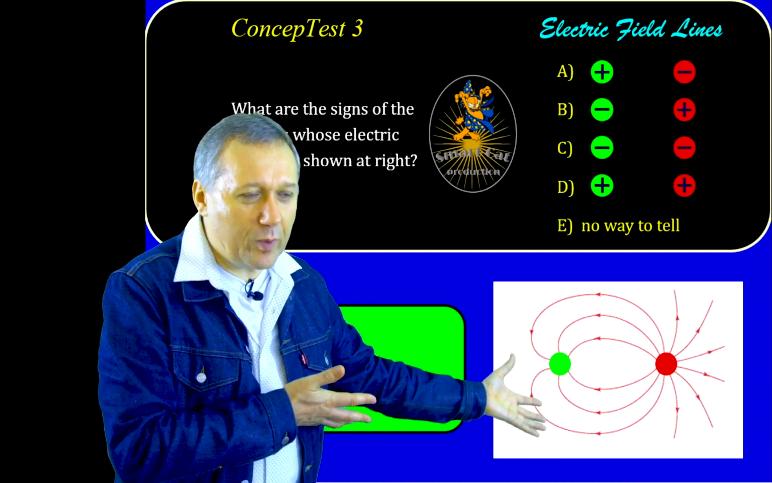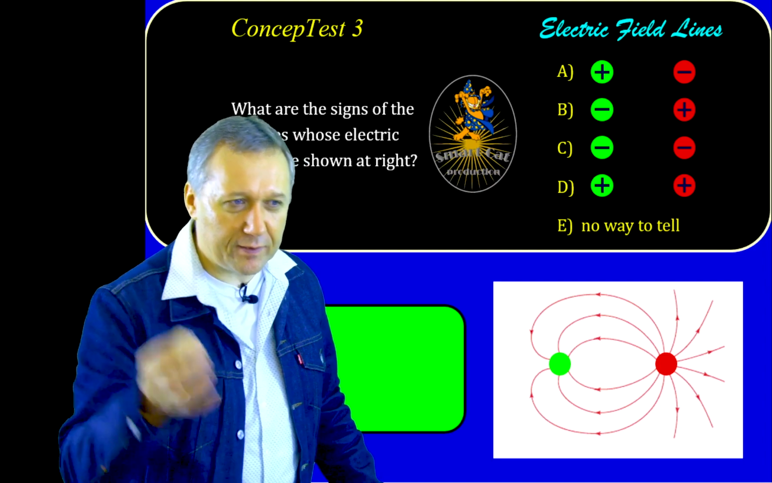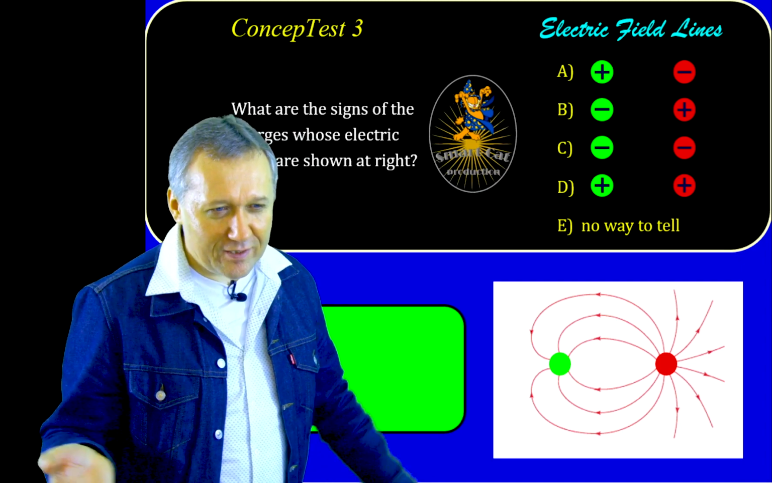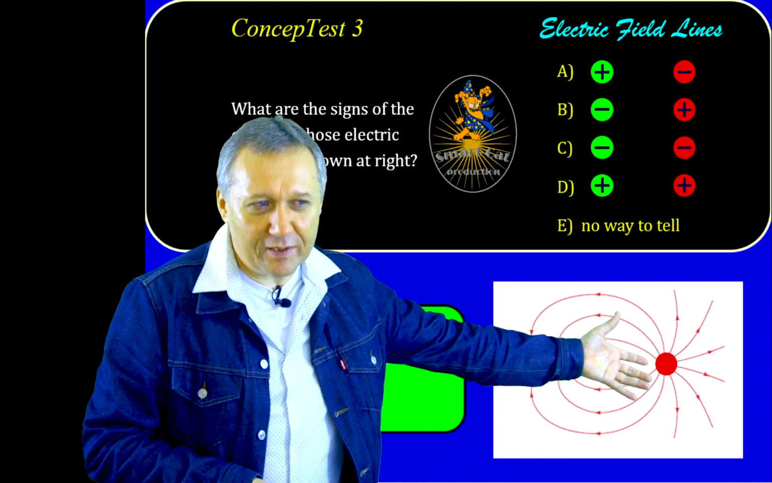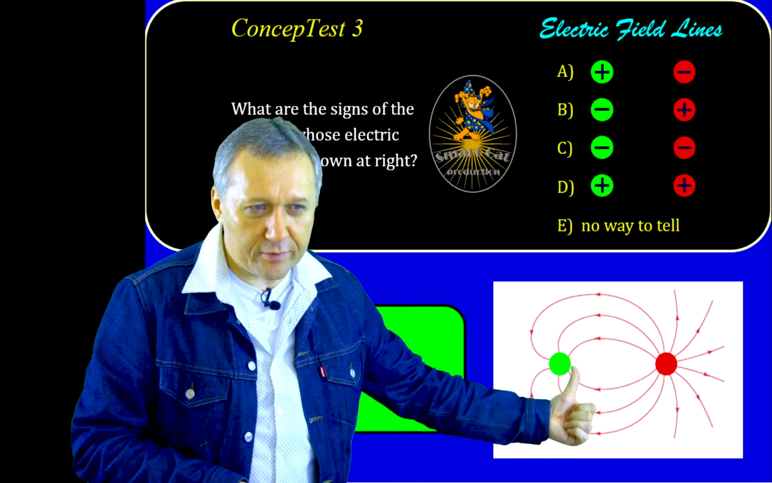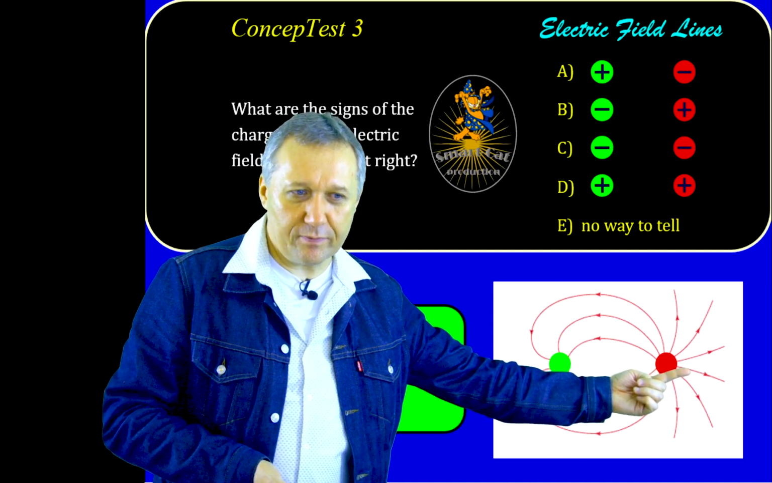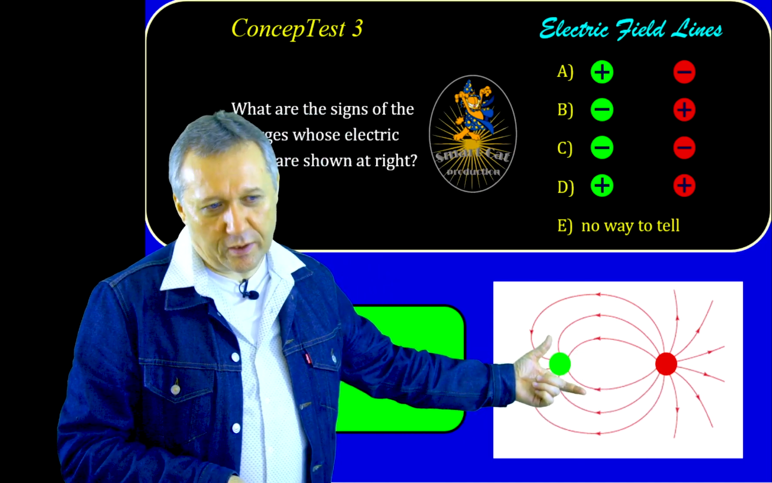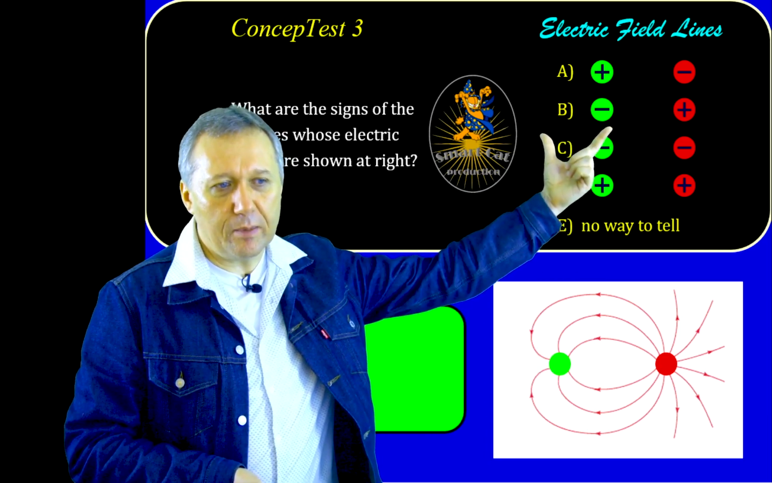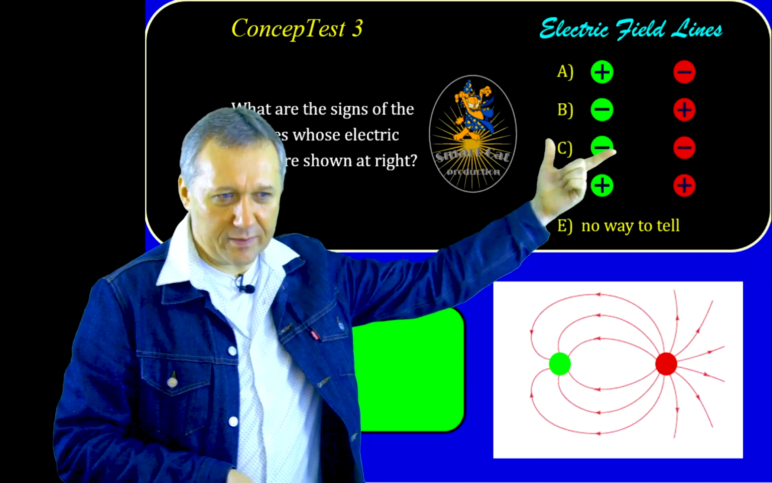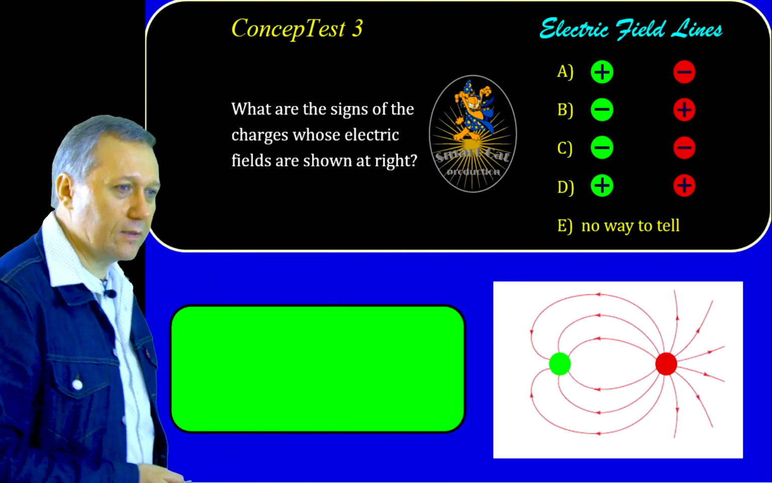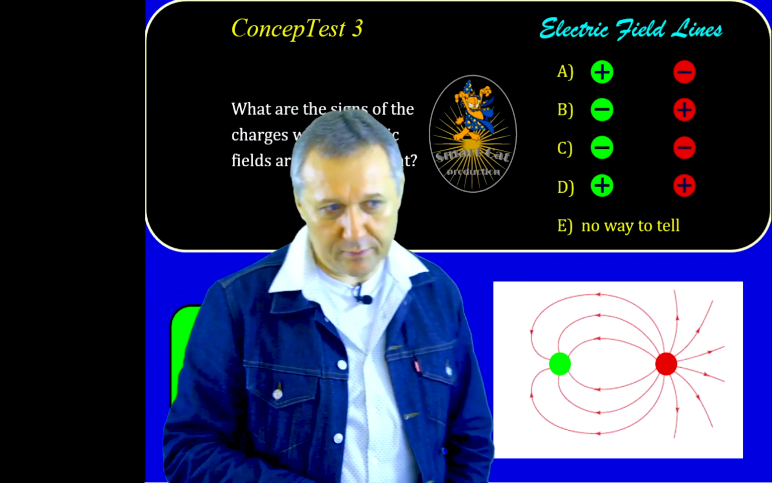It's basically a question to test if you remember that electric field lines all the time start on positive charges and end on negative charges. Since you see on this picture the direction of the electric field lines, they start on this red circle and end on the green circle. It means that this charge is positive and this charge is negative. So the correct configuration, of course, is configuration B, plus and minus. And just to remind you about the fact that electric field lines all the time start on positive charges and end on negative charges.